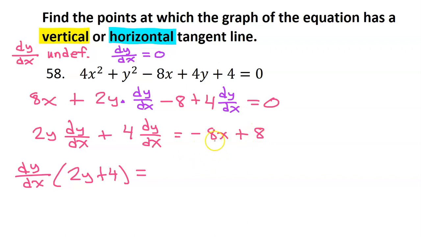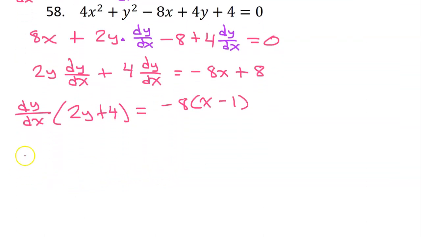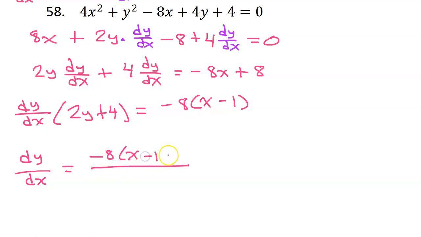Just for fun, I think I will go ahead and factor out the negative 8 over here. So if I factor out a negative 8, then I'm going to have x minus 1. So now I am ready to divide both sides by 2y plus 4. So I'm going to end up with dy/dx is equal to negative 8 times x minus 1 over 2y plus 4.